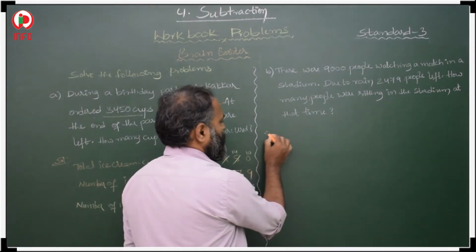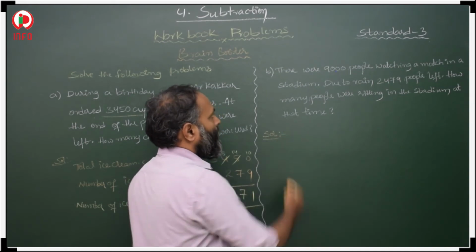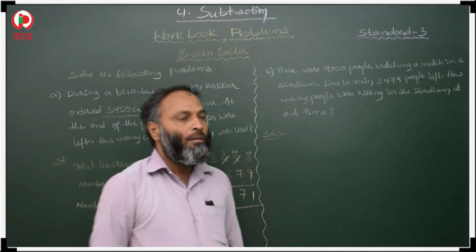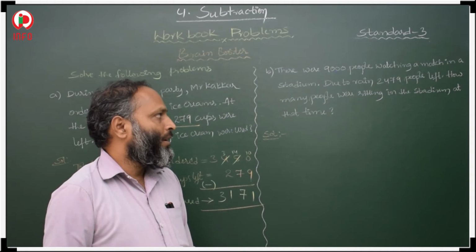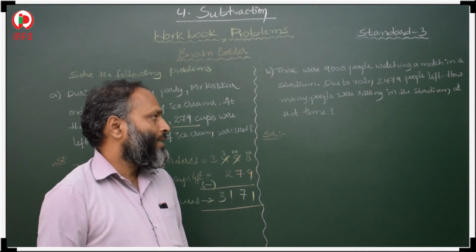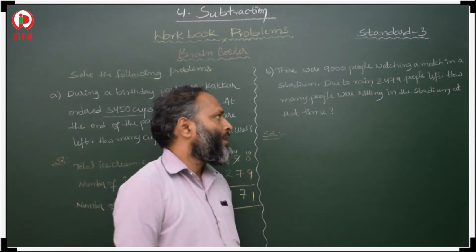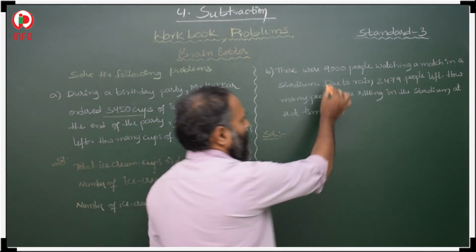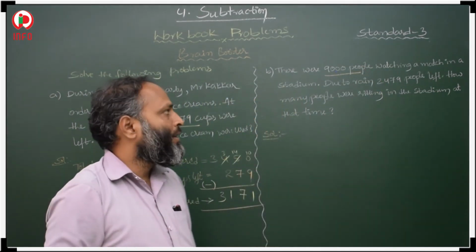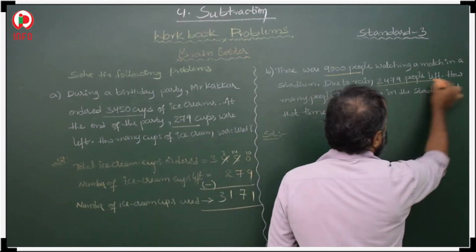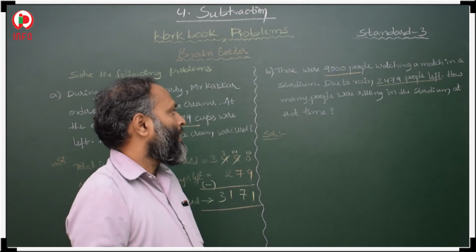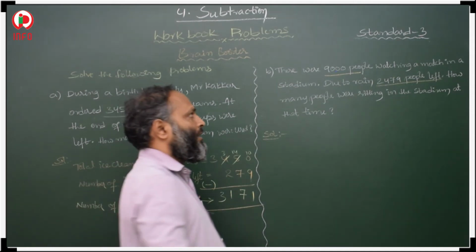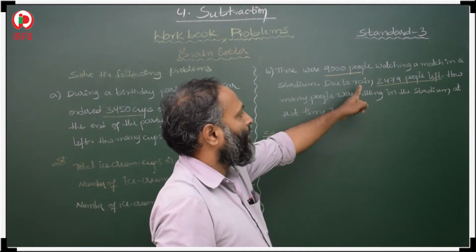Then next question. There were 9,000 people watching a match in a stadium. Due to rain, 2,479 people left. How many people were sitting in the stadium at that time? So now, total how many people were there in the stadium? 9,000 people. So due to rain this many people left. So after that, how many people were sitting in that stadium? So we have to do minus here, from total people to number of people left.